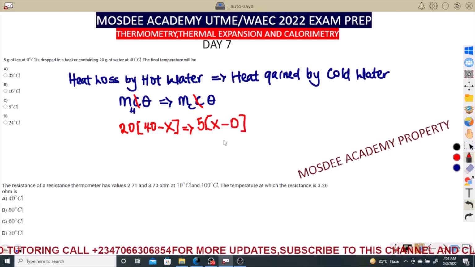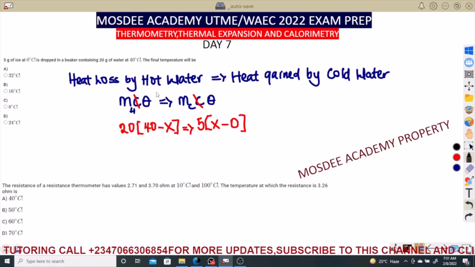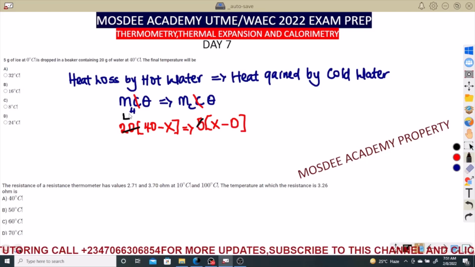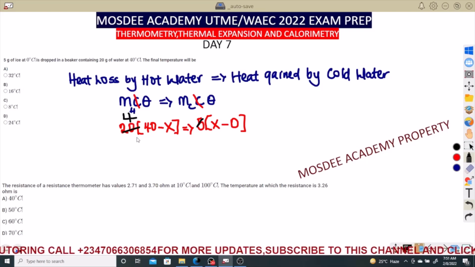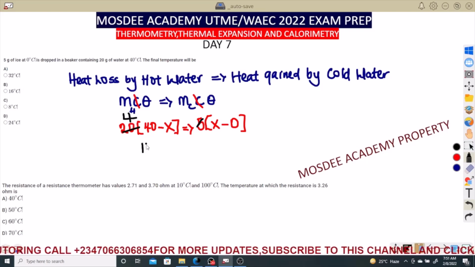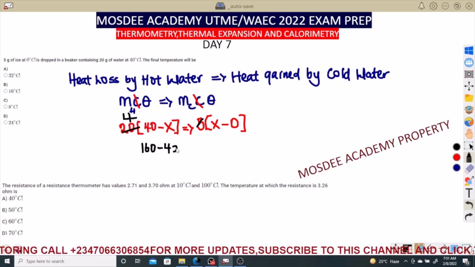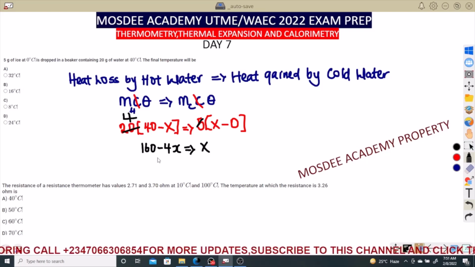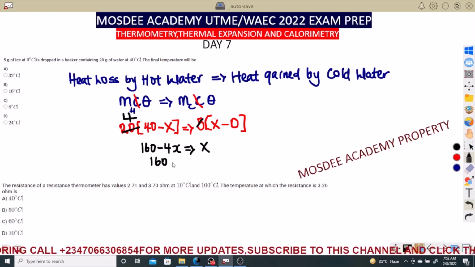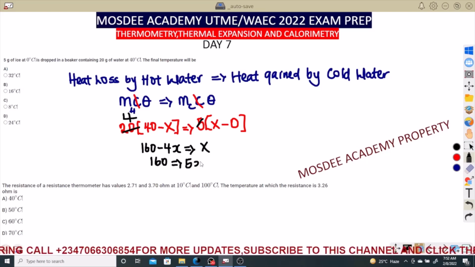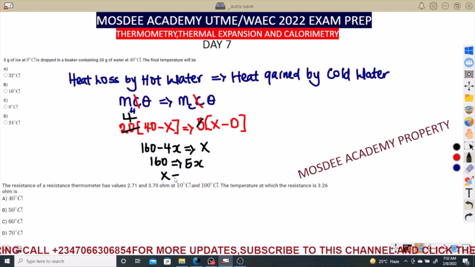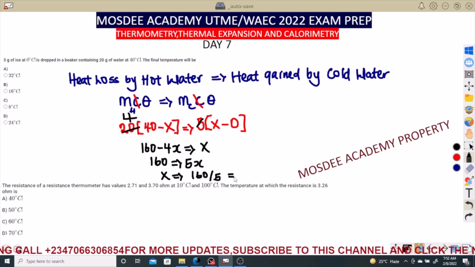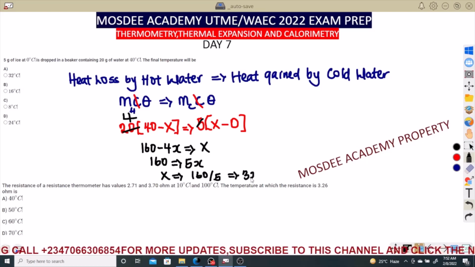I've done this on my channel. It's available there. You can always watch the concept. So let me cut. 5 can cut: here 1, here 4. So on distribution, I'm going to have 4 times 40, 160, minus 4x is equal to x minus 0, which is x. Move this to the right hand side. I'm going to have 160 is equal to 5x. On simplification, x, which is the final temperature, is 160 divided by 5, which is nothing but 32 degrees Celsius.